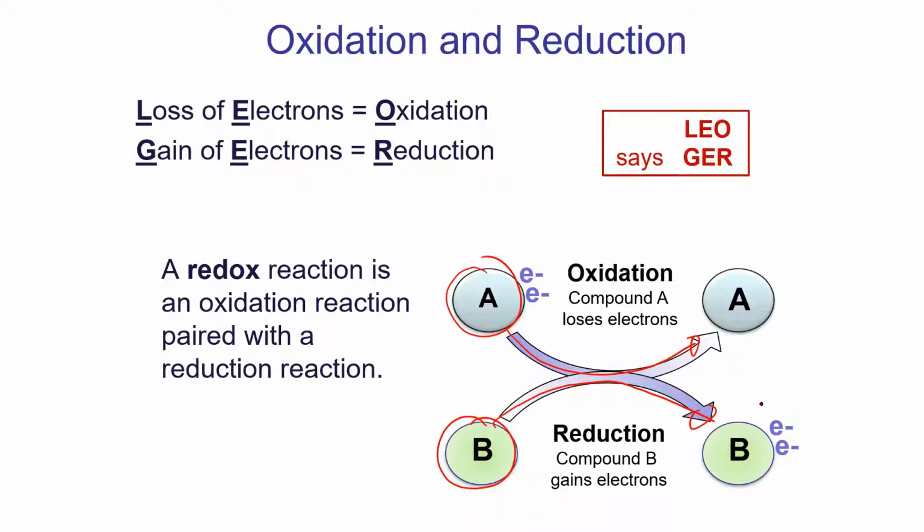My high school teacher taught me this little thing. I think other people have heard of it as well. Leo the lion says grr, and that's how I remember which is which. So LE is loss of electrons, O is oxidation, and grr, of course, stands for gain of electrons, reduction. So just a neat little tidy way to remember that.